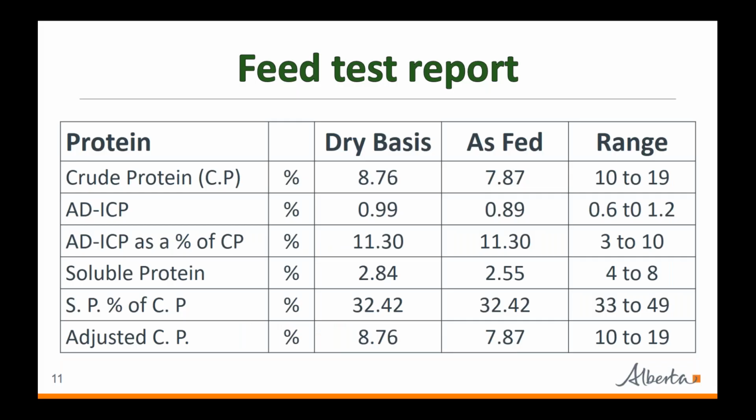So on this feed test result I'm using as an example, which just came in about 2 weeks ago, we have a bunch of numbers underneath the protein section on the feed test report. The crude protein, ADICP, which is acid detergent insoluble crude protein as a percent of the crude protein. What is the soluble protein content? The percentage of soluble protein as a percent of the crude protein, and then the adjusted crude protein. Again, going between a dry basis and an as-fed, and most labs will give you a range of what's typically found in that type of forage.